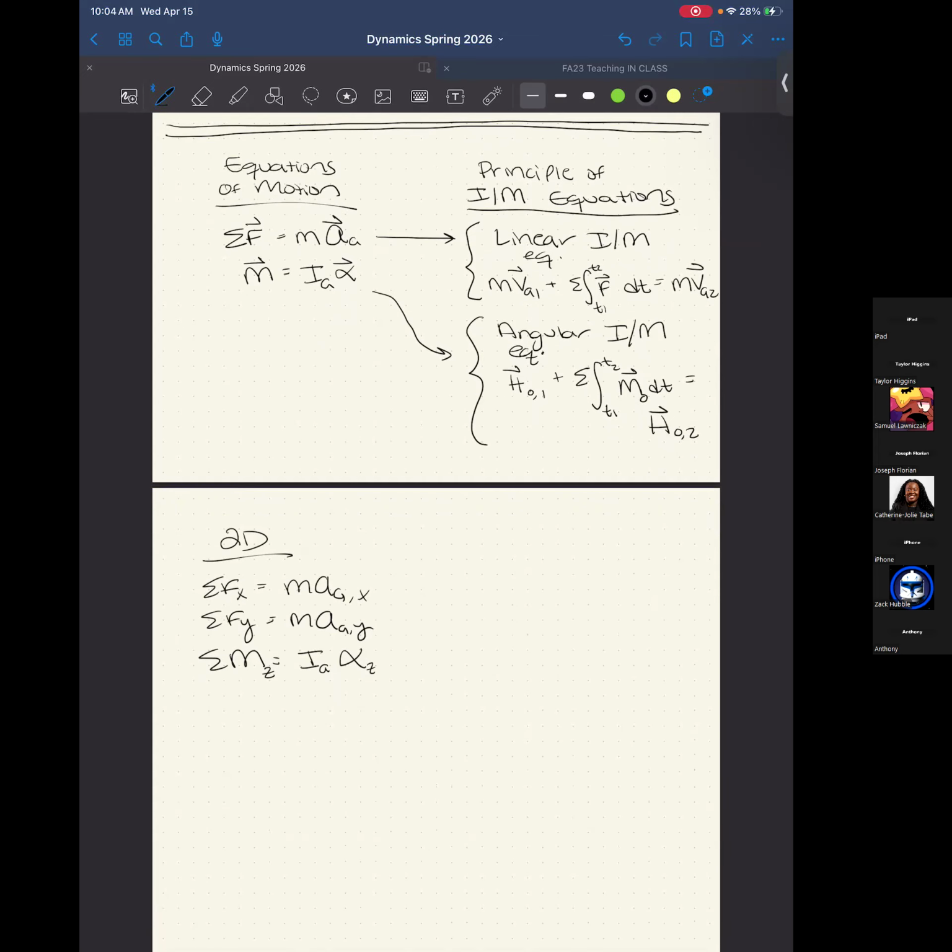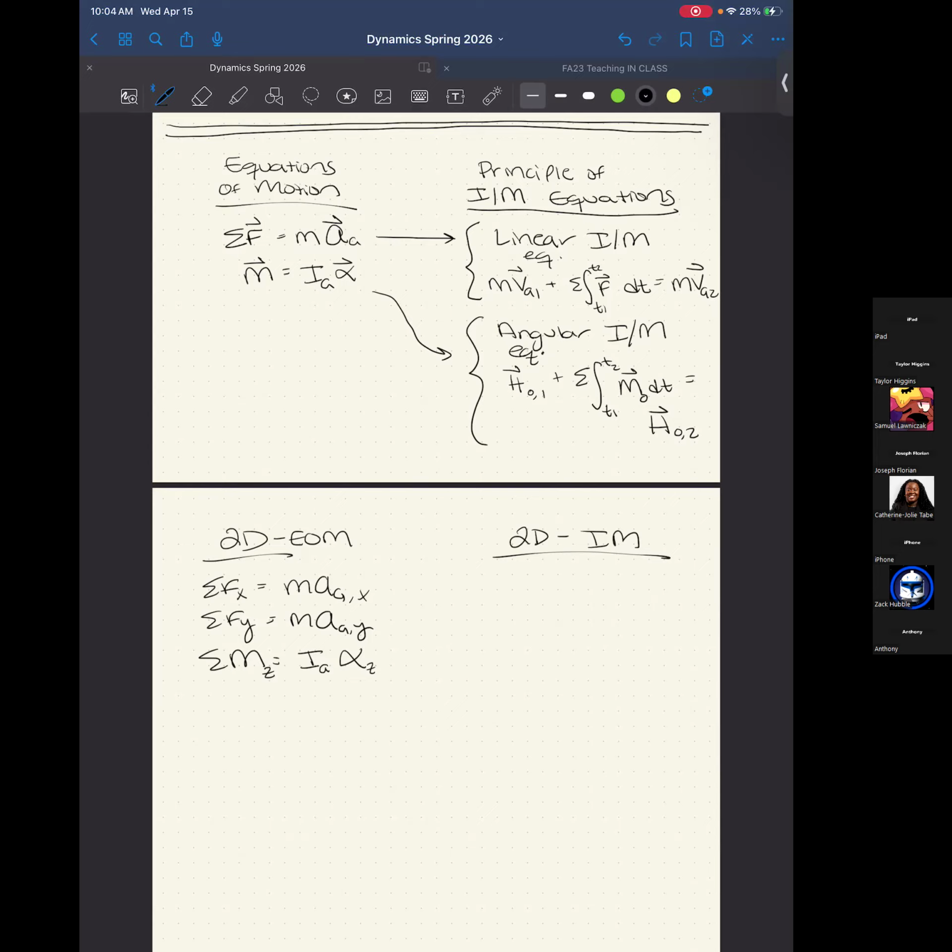And the same thing happens with our impulse and momentum equations when we go to 2D. When do we even reduce to 2D for equations of motion? How do we tell that it's appropriate to treat a problem as two-dimensional? Right, so the accelerations are either only in the X and the Y, or perhaps even the forces are only in the X and the Y.